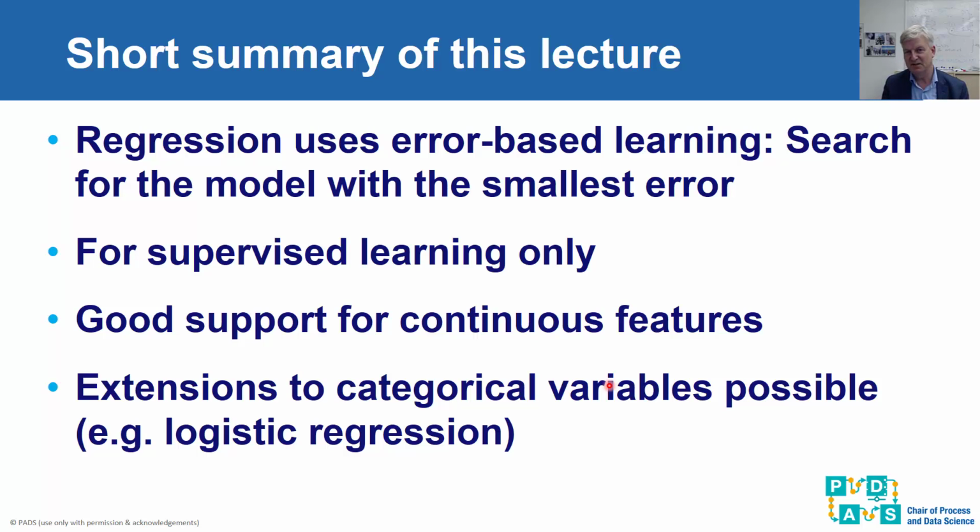You start with an initialization. Based on the initialization, you can look at the derivatives. The derivatives give you an indication on how you can improve, and then you iteratively improve until there are no further improvements possible. Regression is in principle most suitable for continuous features, but we have seen that we can also adapt it for categorical variables using logistic regression.